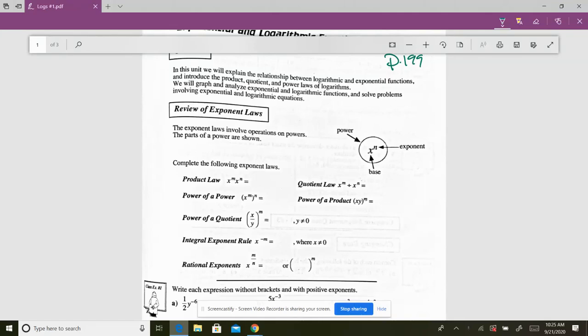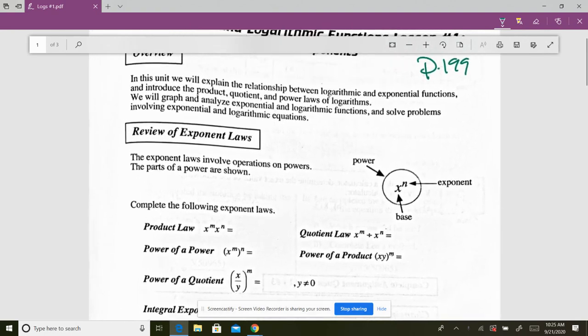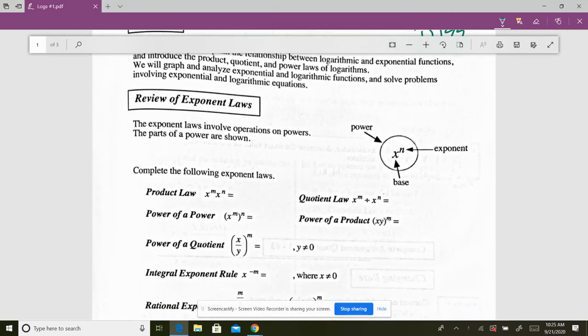So you guys are going to tell me all the exponent laws that you remember from grade 10. Okay, first of all, this whole thing here is called a power. I'm not going to test you on that. The little number floating in the air is called the exponent, which you probably knew. And the number at the bottom is called the base. In other words, if I have 4 squared, the exponent is 2, the base is 4.